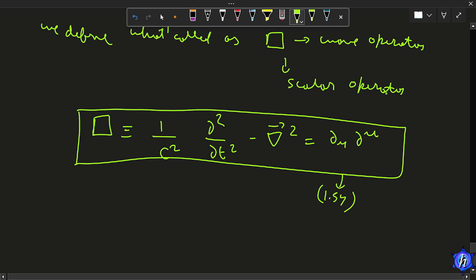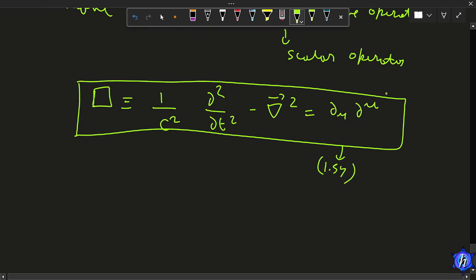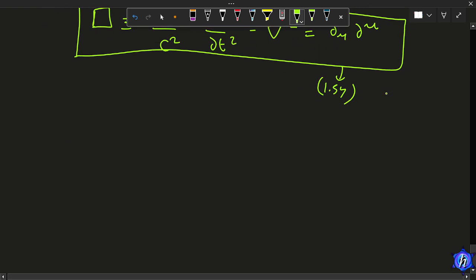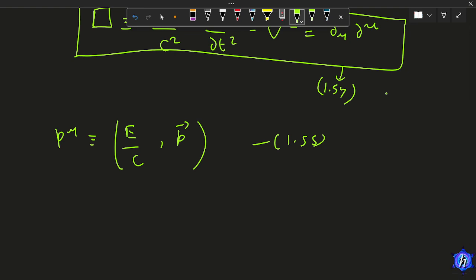Now, in order for you to get familiar with this notation, I'll give you an example, a very well-known example from STR, which is the momentum 4 vector. So we define the momentum 4 vector in the STR as E by C, P vector, which is equation 1.55. So I took an arbitrary particle which has the momentum 4 vector given by this equation. E is the energy of the particle.